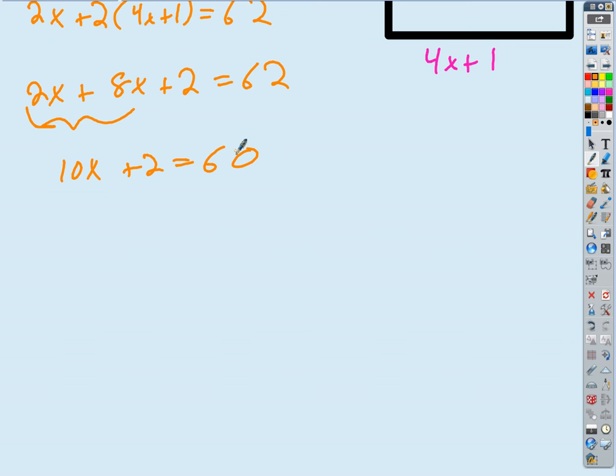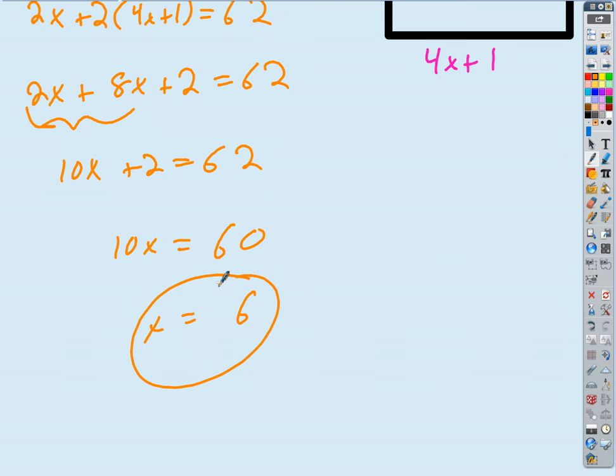What are the 2 steps in order to isolate x? First, isn't it supposed to be 62? Oh, you're right. I was thinking ahead 1 step, wasn't I? What do I do first? Subtract 2. Good. So I get 10x equals what? 60. Then what? Divide by 10, so I get x equals 6.